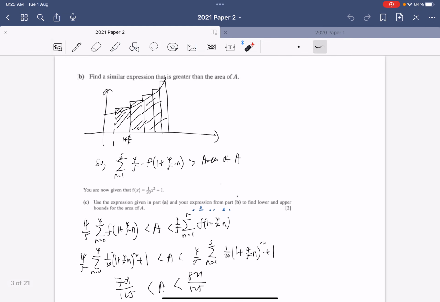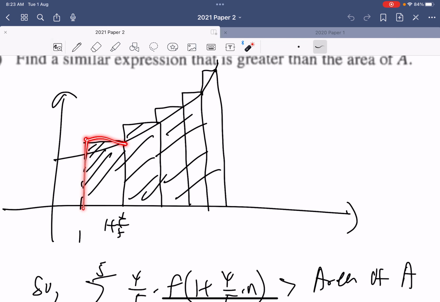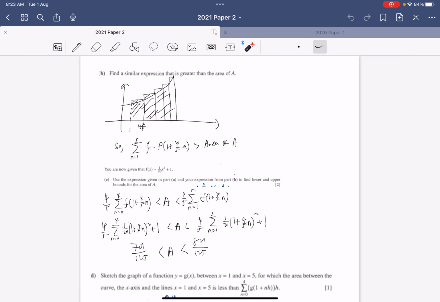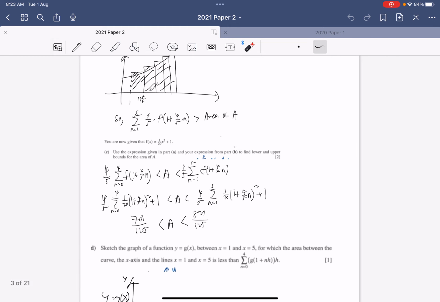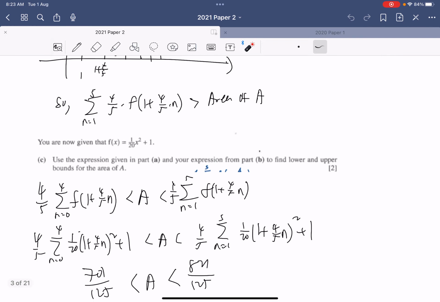So now we're supposed to find an expression, but now you use the greater than. Well, if you want greater than, then you have to overestimate it. So you just use the height on the right hand side, so the right point, then you just draw, and then it will become an overestimation. And now we are given that the curve is 1 over 20 x squared plus 1.